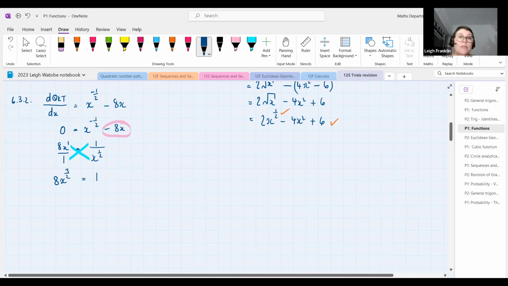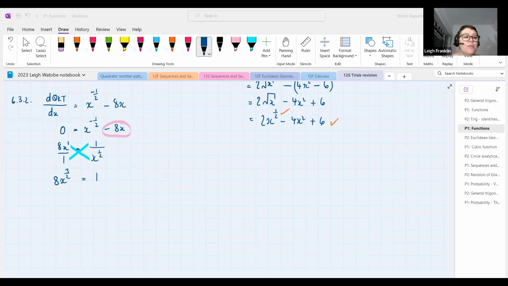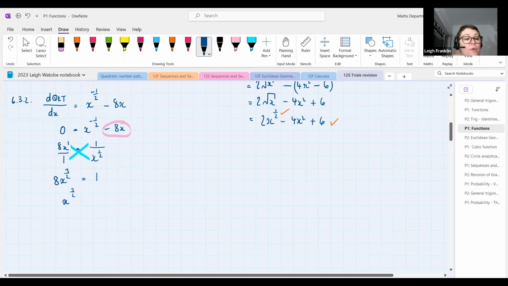Now remember, I'm trying to solve for x. So I want to isolate my x. Good, Chad. Perfect. So I'm going to divide both sides by 8, and that's going to leave me with x to the power of 3/2 equals 1/8. Yes, Swanaka, what's the question?